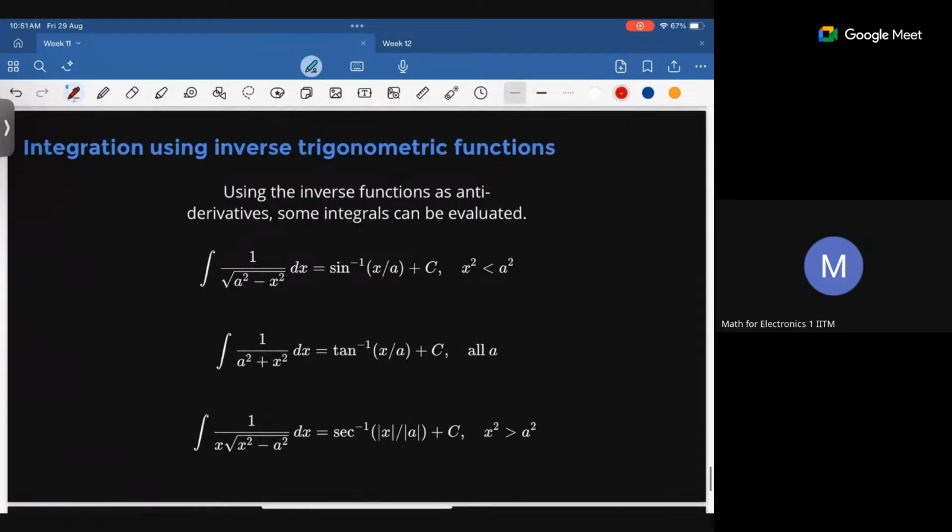And yeah, so this is what I meant. So integration using inverse trigonometric functions. So not only 1 by square root 1 plus x square, instead of 1 I have some a square.